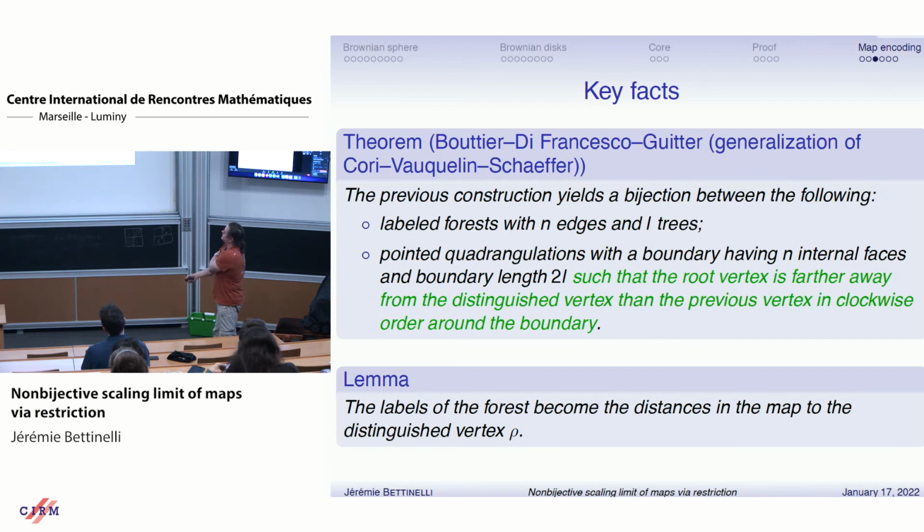Important facts about this bijection. It's a bijection between the labeled forest having n edges and L trees, and quadrangulations having n internal faces, so area n, and perimeter 2L. There is a technical condition in green that you don't need to read if you don't know this. And a very, very important fact is that the labels on the forest give the distance to the distinguished point. We'll need that.